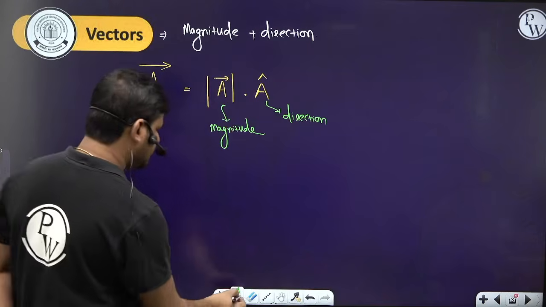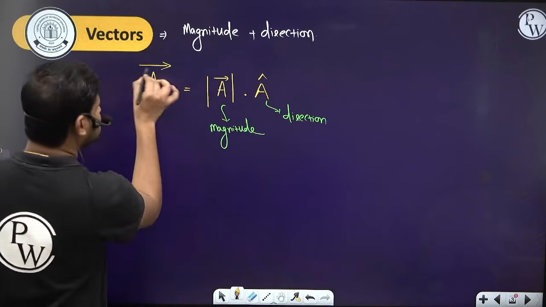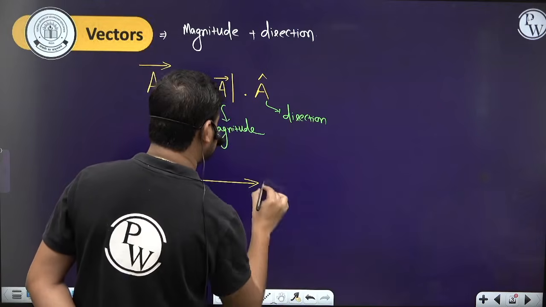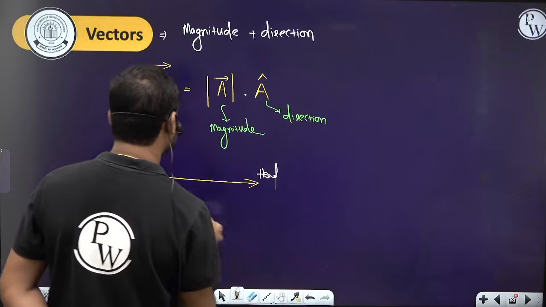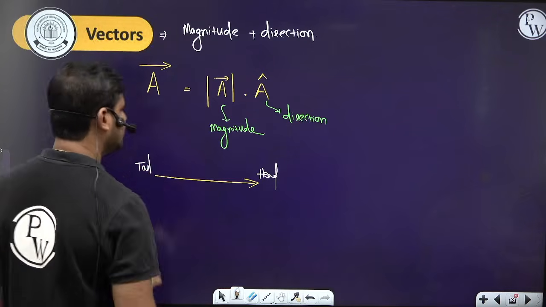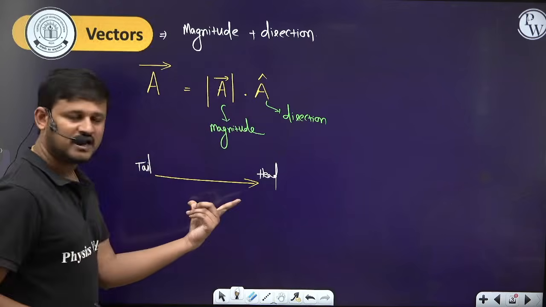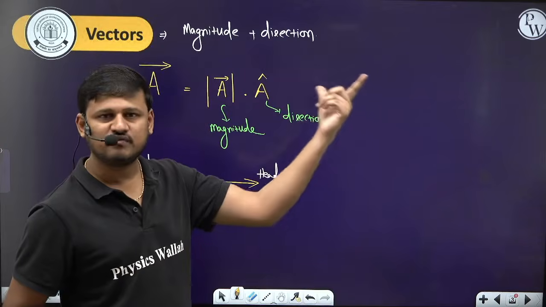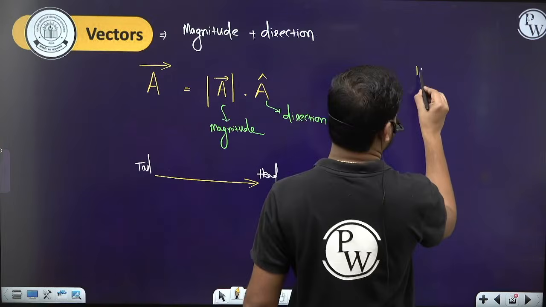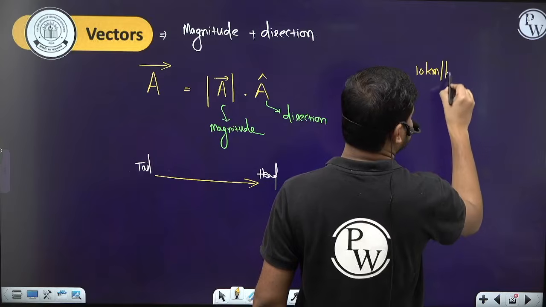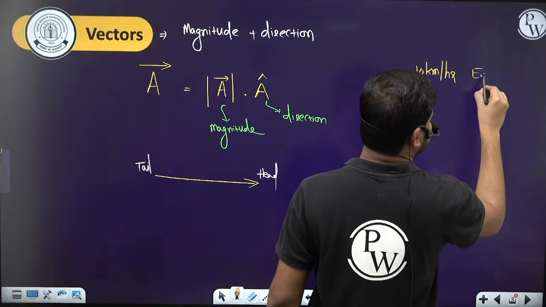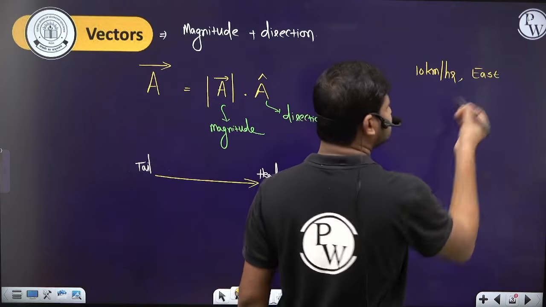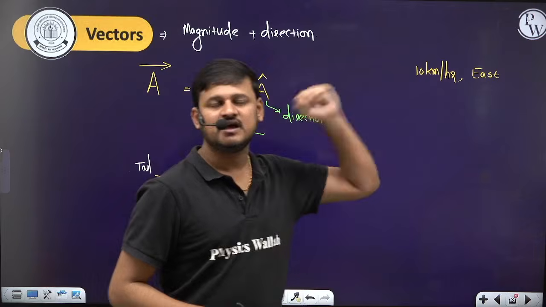Okay, chalo. In the vector symbol that you are representing, we call this the head, and this is the tail, head and tail. So a vector is represented like this. For example, a person is moving with a speed of 10 km per hour. So 10 km per hour is the magnitude. Let's say the east direction is moving. So 10 km per hour is the magnitude, whereas east is the direction. This complete thing is a vector.